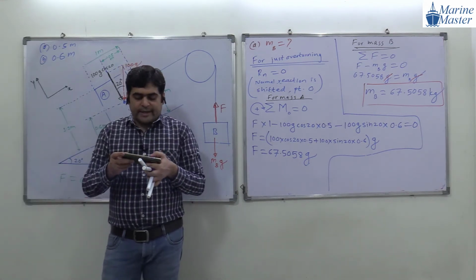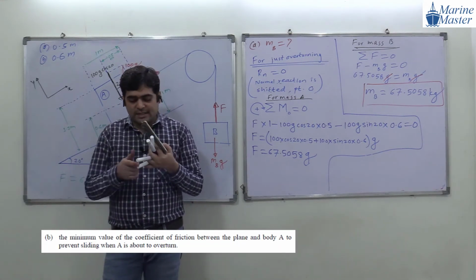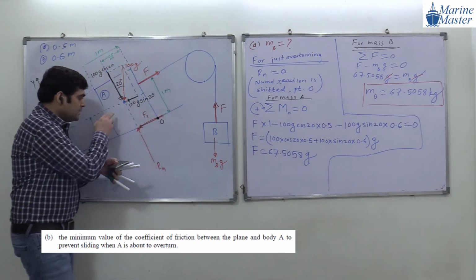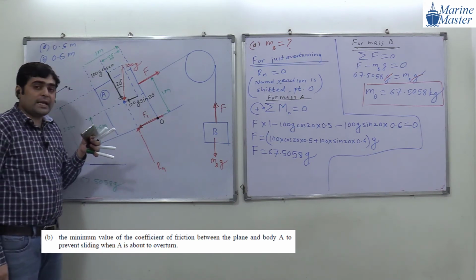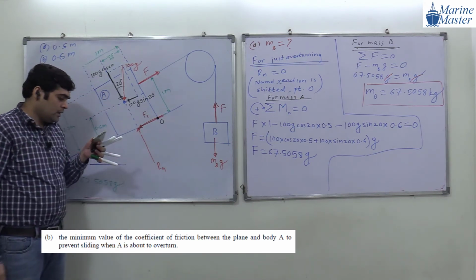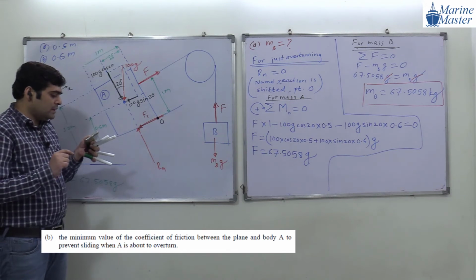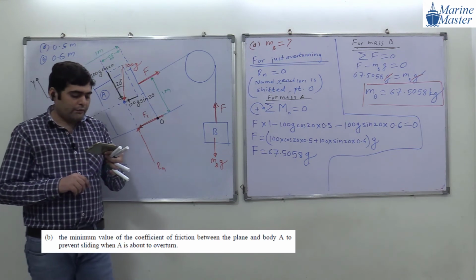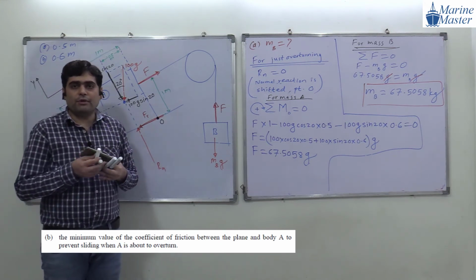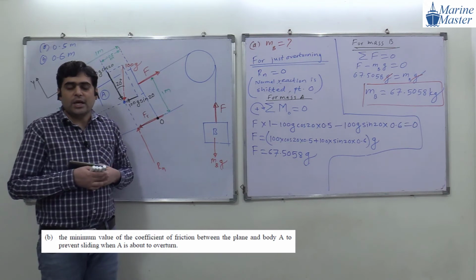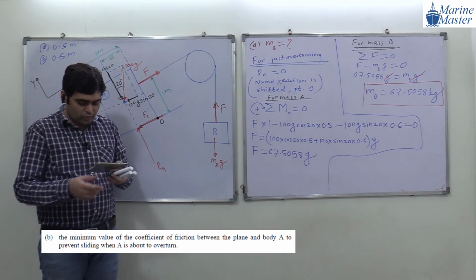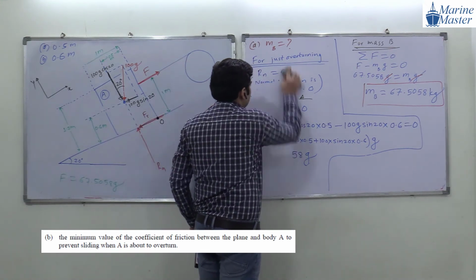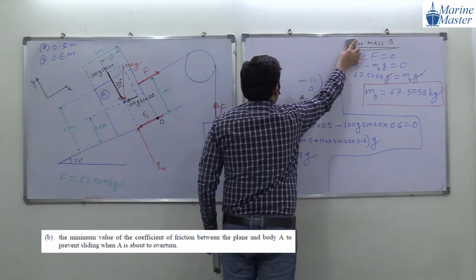Now guys, what is our target in B part? What we have to find out? See the B part. The minimum value of coefficient of friction between this plane and body A, this is our body A, to prevent the sliding when A is just about to overturn. So we have to find out the coefficient of friction, mu. What is our target? In B part, we have to find out mu. So how to find out mu? Guys, try to see the scenario. Very, very simple scenario. Not that much difficult.